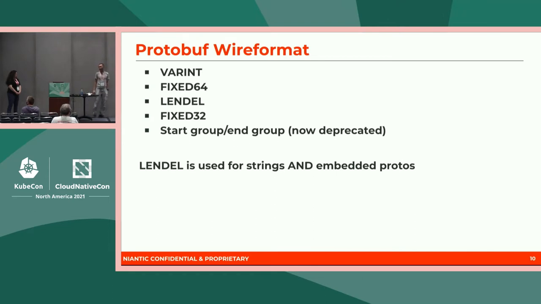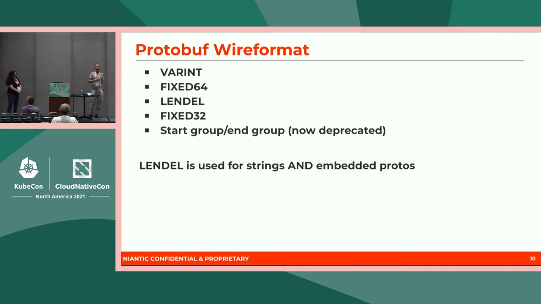Okay, let's see if we can improve it. To be able to peek inside the actual message without having the protocol buffer definition, you need to decode the protobuf wire format. Turns out there are only 5 types that are typically inside a protocol buffer, and one of them has been deprecated, so you don't even have to think about it, so that makes 4. The most important one is the varint.